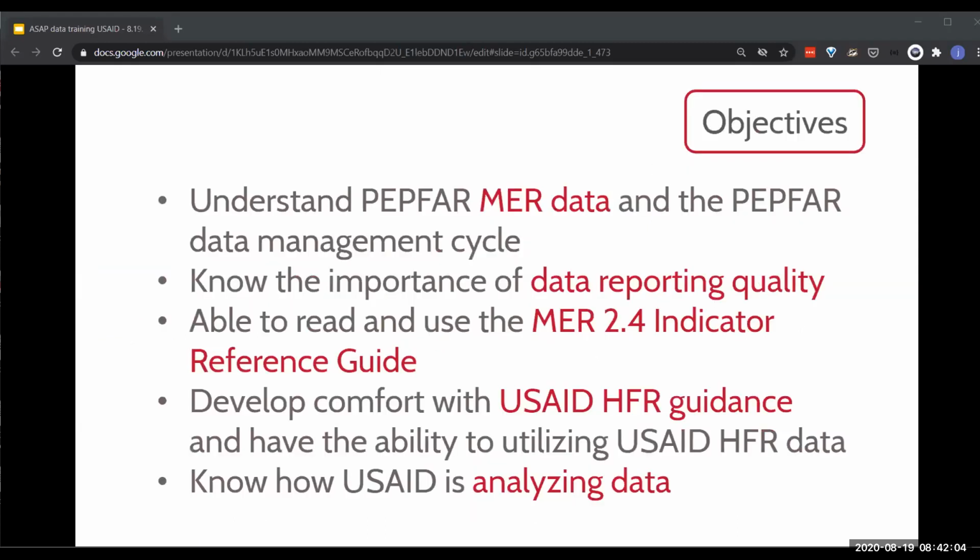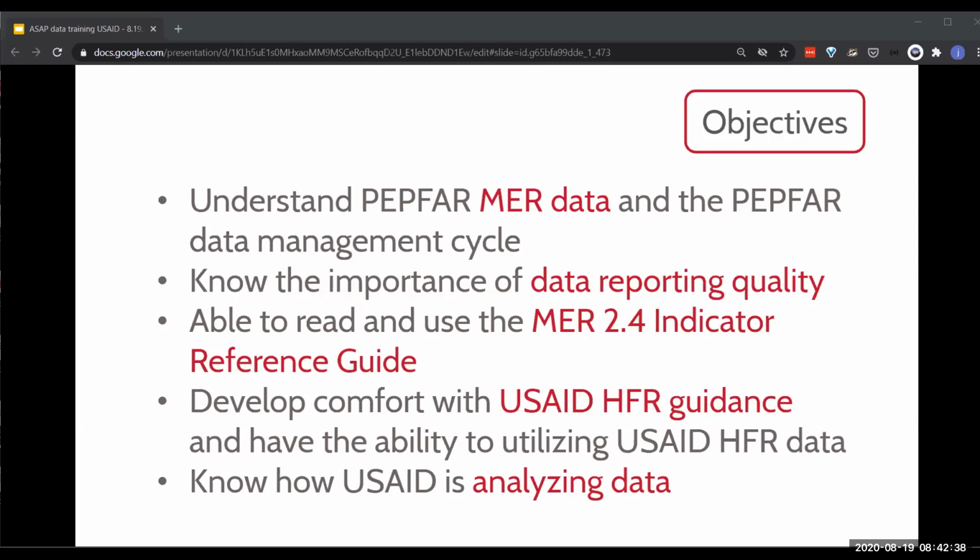So a quick overview of the objectives today. We're going to try to help you understand the PEPFAR MER data and the PEPFAR data management lifecycle. We're going to talk a little bit about data reporting quality. We're going to review the MER 2.4 indicator reference guide. We're going to talk about the HFR data requirements, and we're going to let you know a little bit about how USAID is analyzing the data.